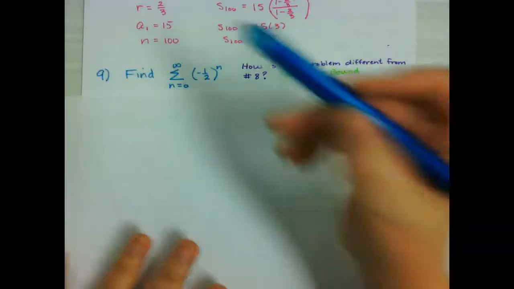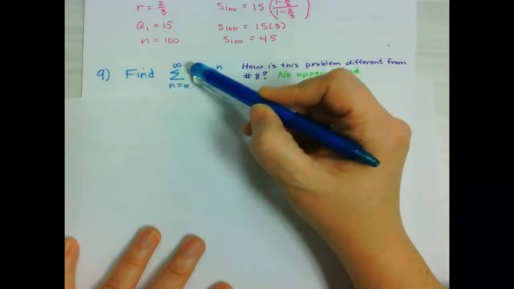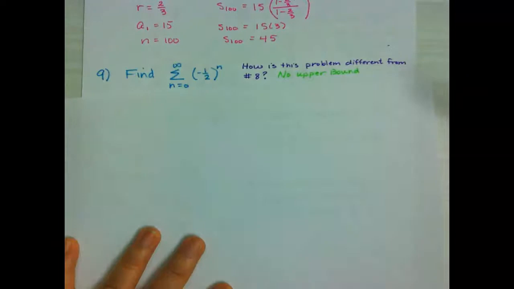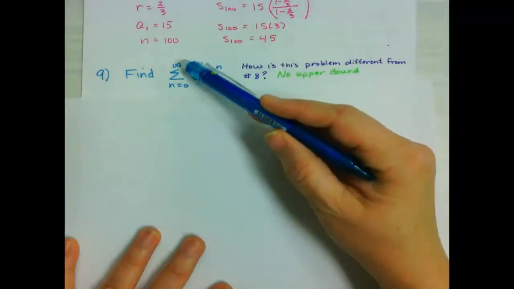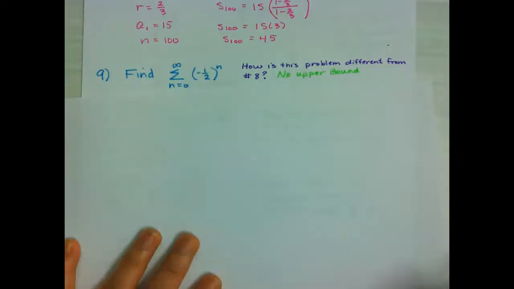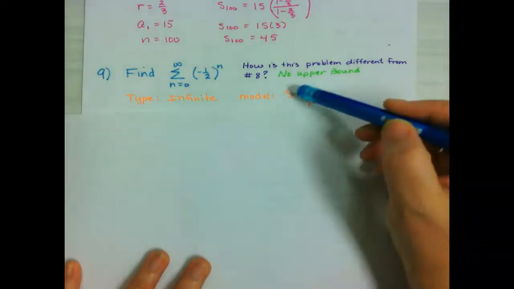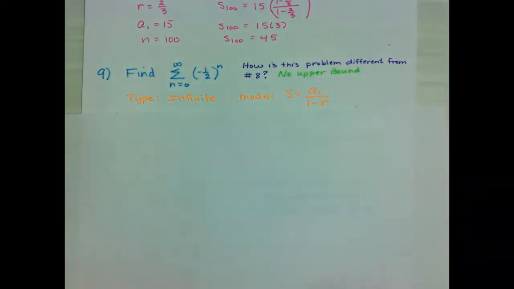Number 9. So notice the summation goes from 1 to infinity. So how is this problem different from number 8? Well, that's it right there. That is to infinity, not to a number. So there's no upper bound, which means we are looking at the type to be infinite and the model to be S equals A sub 1 over 1 minus R.